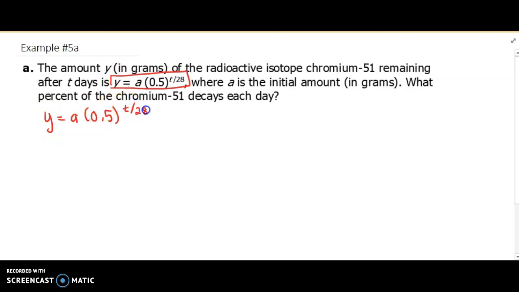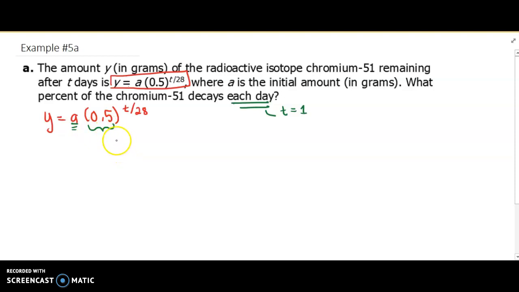T over 28, where A is the initial amount. What percent of chromium-51 decays each day? If we're talking about each day, we're talking about 1 day, so T is 1. Some of you are looking at this and asking how we know that if we don't have the initial amount. Well, we don't have to, because all we want to know is how much it decays in a day. So this is our decay.